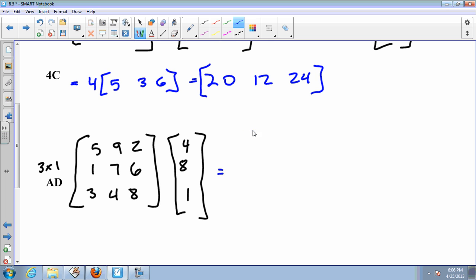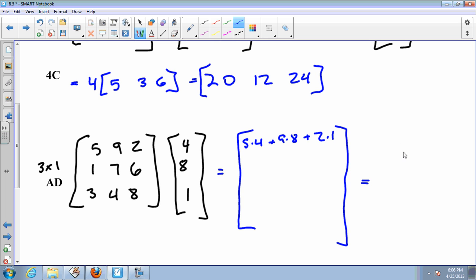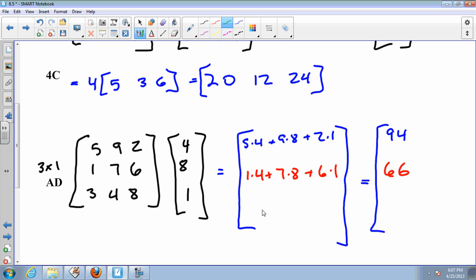So this one's going to be a little bit easier. We got 5 times 4 plus 9 times 8 plus 2 times 1. That all goes to 94. For our next row, 1, 7, 6, we go 1 times 4 plus 7 times 8 plus 6 times 1, and that goes to 66. For our last row times column, 3 times 4 plus 4 times 8 plus 8 times 1, and that goes to 52.